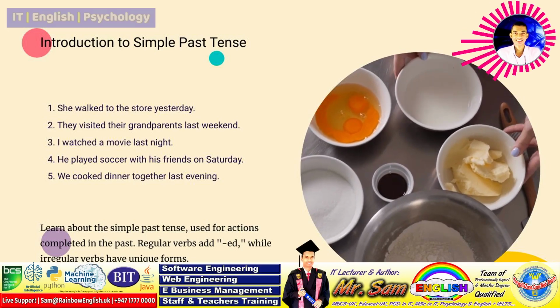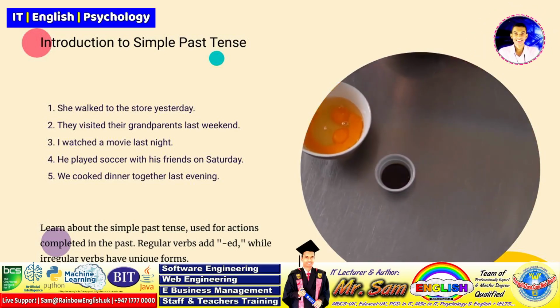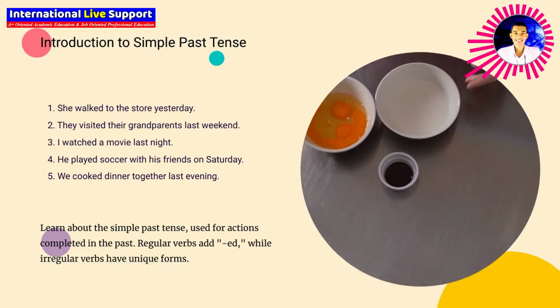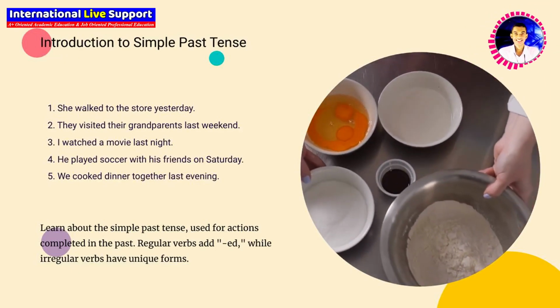Sample sentences. She walked to the store yesterday. They visited their grandparents last weekend. I watched a movie last night. He played soccer with his friends on Saturday. We cooked dinner together last evening.